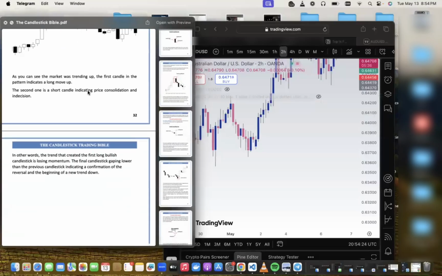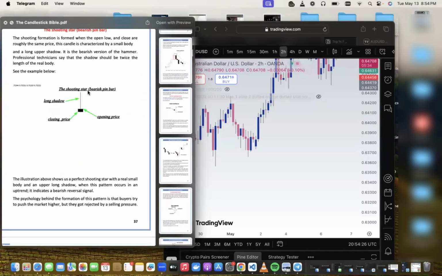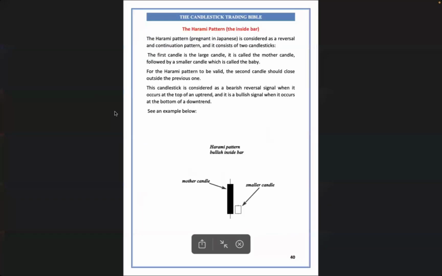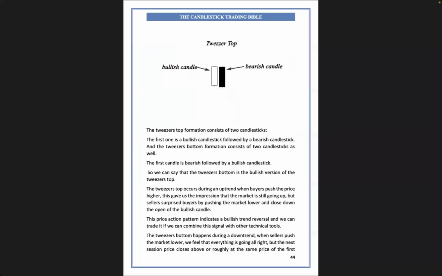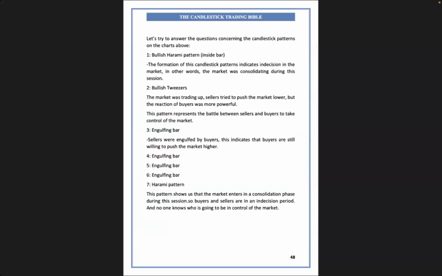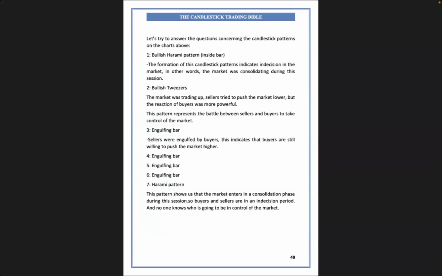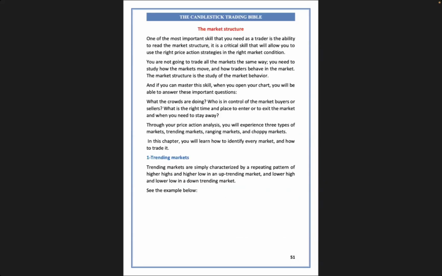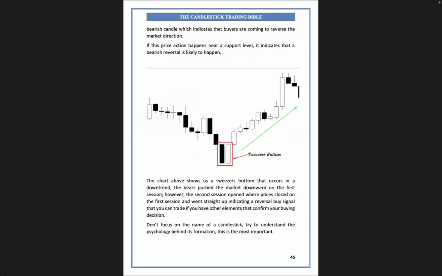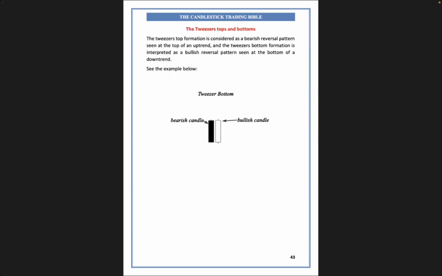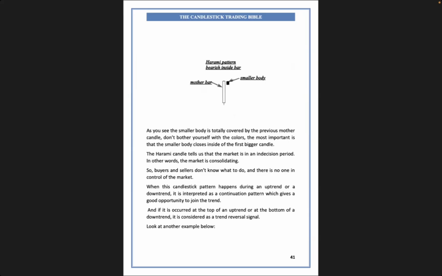So let's continue and go into what we have today: the harami, which is also called the inside bar candlestick. Then we look at Twizzler tops. I think these are the last two. Then we are done with the candlestick patterns, and from there we look at market structure. But until then, some of you haven't set up MetaTrader 5, or don't really understand pips, lot size, those basic terms. So we'll look at that before market structure.